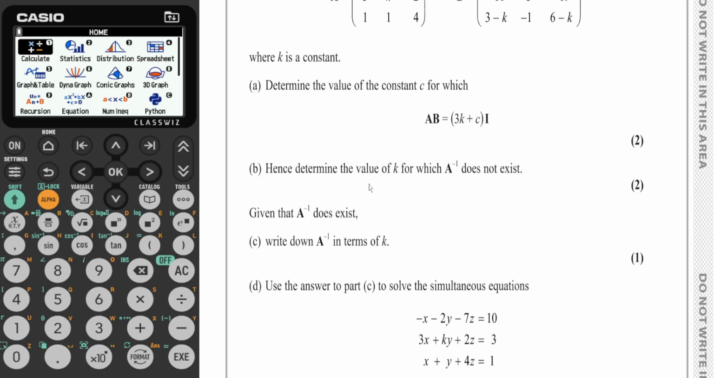Part B, hence determine the value of k for which the inverse of A does not exist. Now, we've got this equation AB equals 3k plus C multiplied by I, and we've just worked out C to be 1.